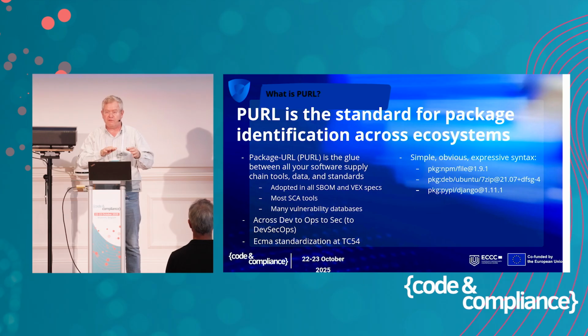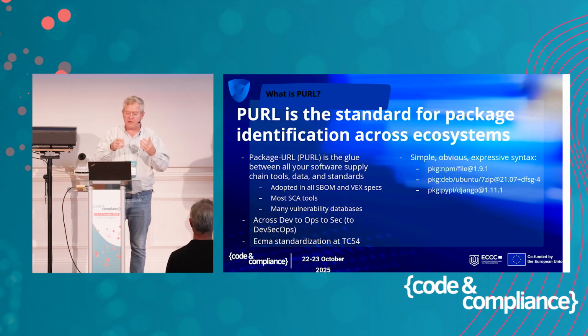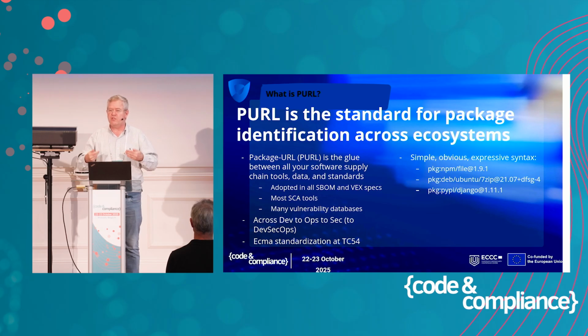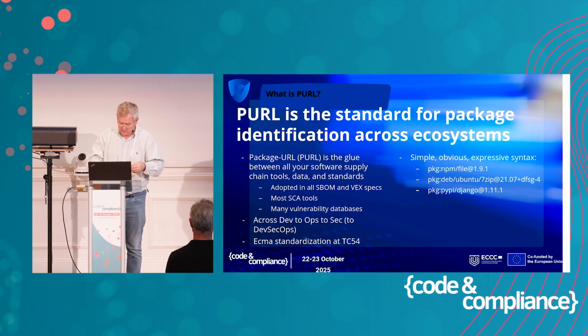In some cases, you have a namespace. Say for Debian packages, you may have Ubuntu and Debian. For RPM, you may have Red Hat and SUSE and so on. But the gist of it is very intuitive, and there's very little difference between what you deal with when you deal with a software package as a software developer and what you would translate that into in a PURL.